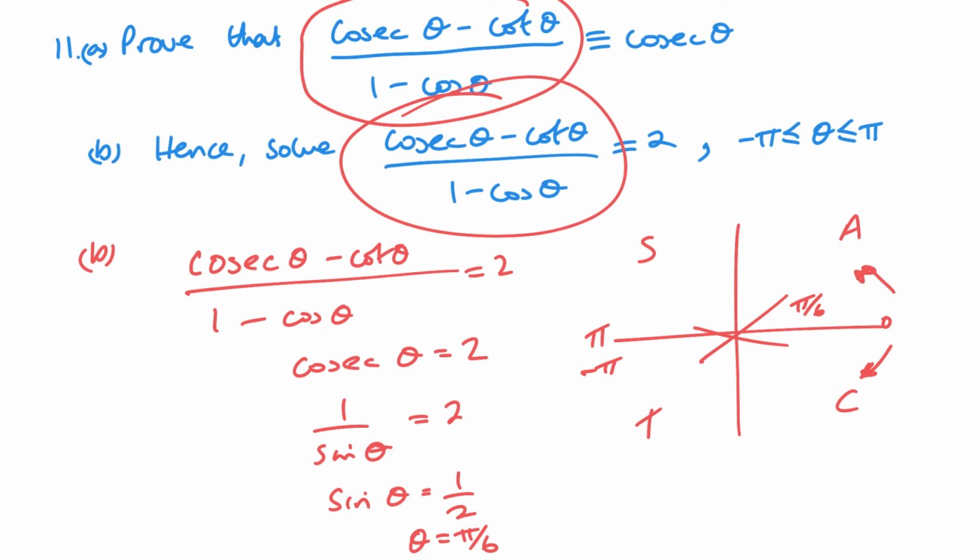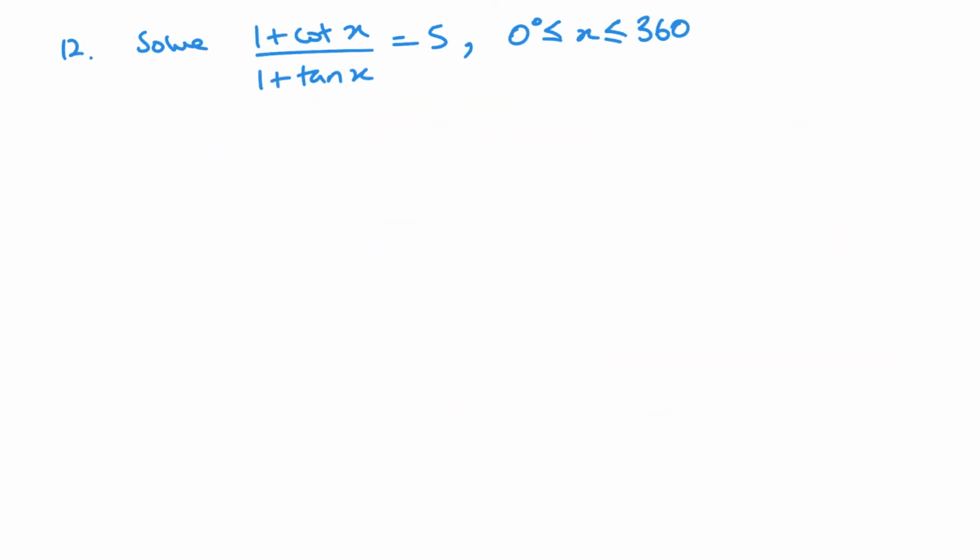Now sine is positive, so we're only looking at these two, so these are going to be our only answers. So pi minus pi by 6 is 5 pi by 6, and those are my two solutions.